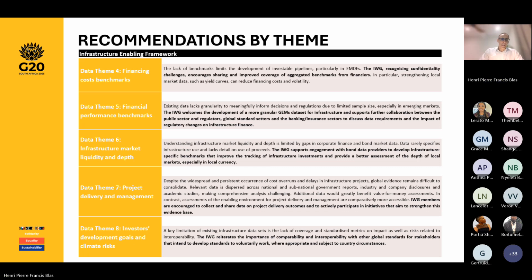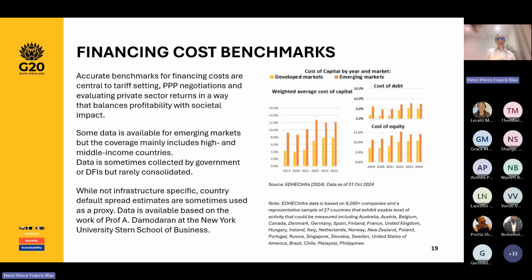So when it comes to financing costs, which is the first one and very critical, especially when we do PPP negotiations, like I said, it's very hard. There are a few partners.